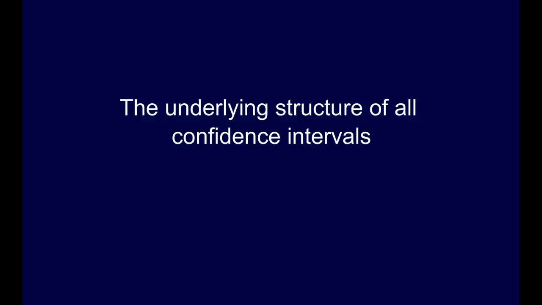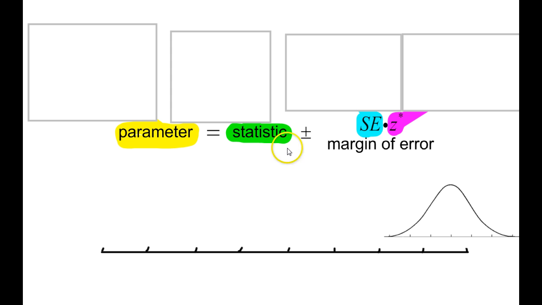Let's take a look at the underlying structure of all confidence intervals and see how this leads to the different formulas that all essentially resemble one another. Let's break this down. We have a population parameter, and that is estimated by our confidence interval, which is equal to our statistic plus or minus our margin of error. And our margin of error is made up of the standard error times z star.